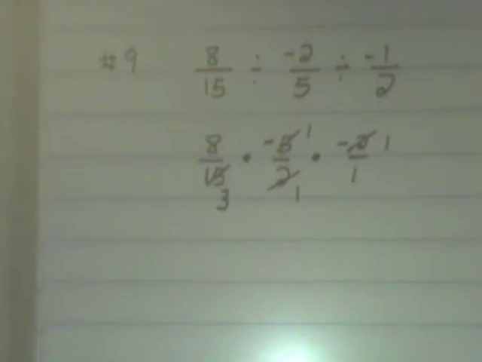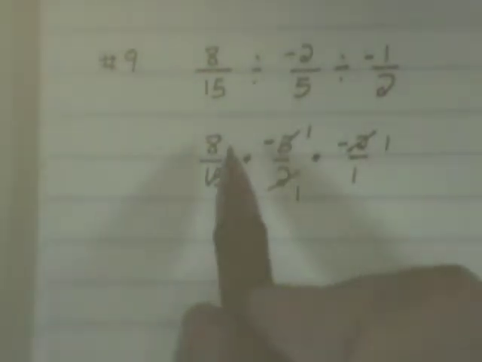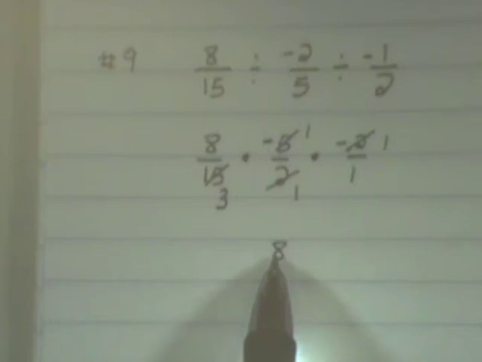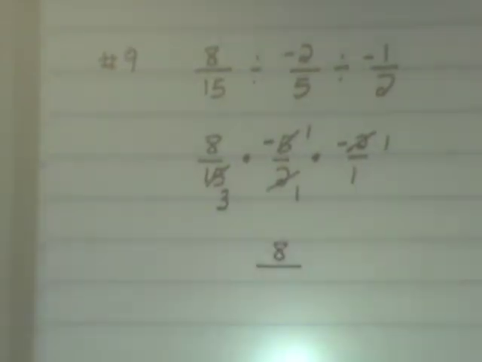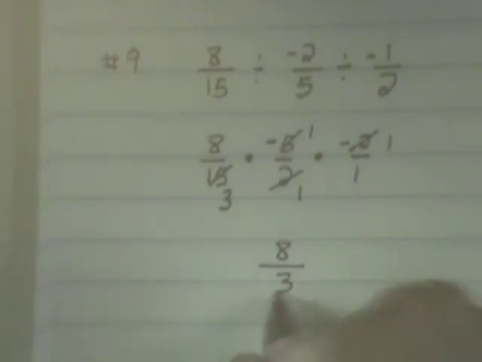I don't see any other opportunities, and so I'm going to go ahead and multiply at this point. I'll take 8 times 1 times 1, which is 8. Notice that there were 2 negatives. Negative times negative does produce a positive. As I look at the denominator, 3 times 1 produces 3.